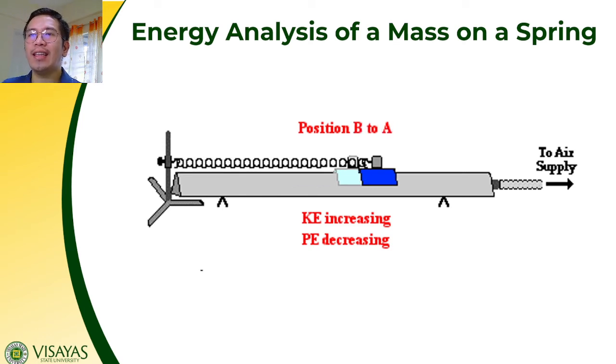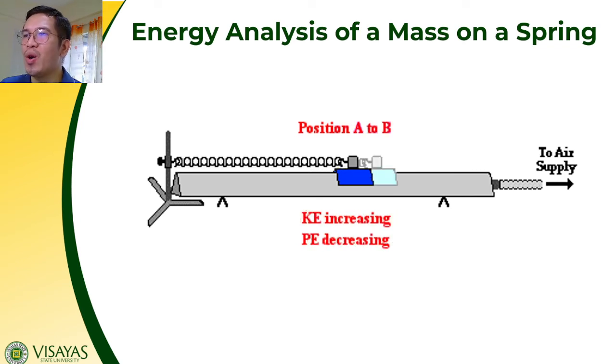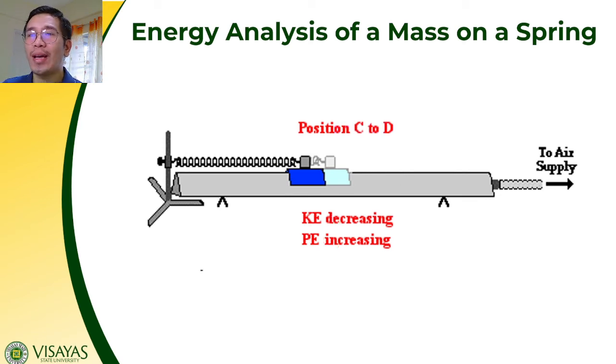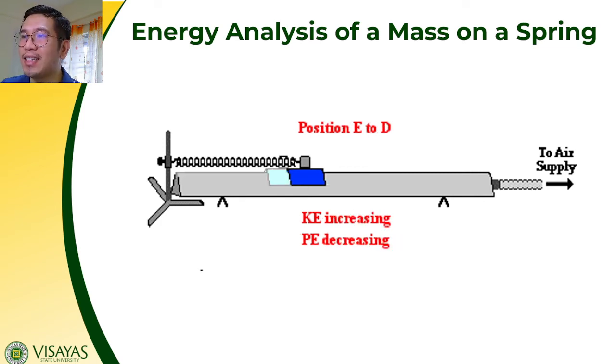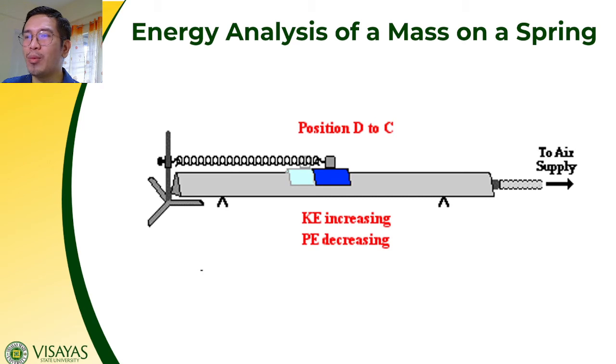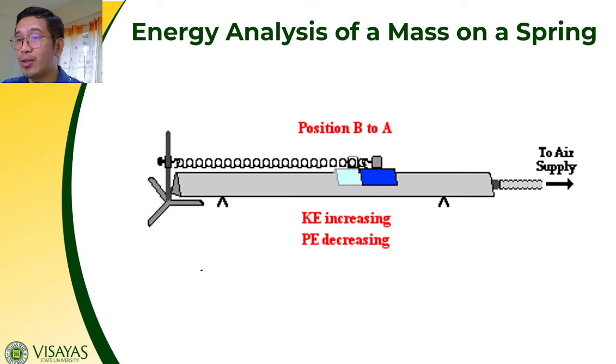So, just like the case of the vibrating pendulum, a vibrating mass on a spring has its greatest potential energy when it has the smallest kinetic energy. And it also has the smallest potential energy at position C when it has the greatest kinetic energy. So that is what is shown in our illustration.